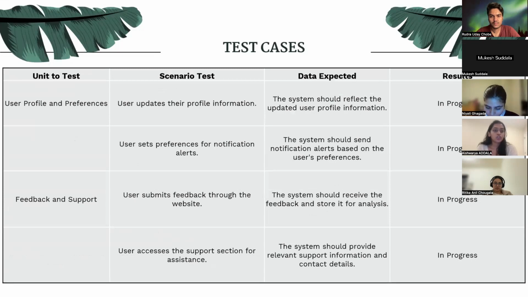Here are our last 2 units to be tested, the user profile and preferences. When the user updates their profile information, they should be able to update it in the system. They should also be able to get notification alerts if they want to, or if they don't want to, they can opt out. They should have that option in their hands in the system, which is still in progress.